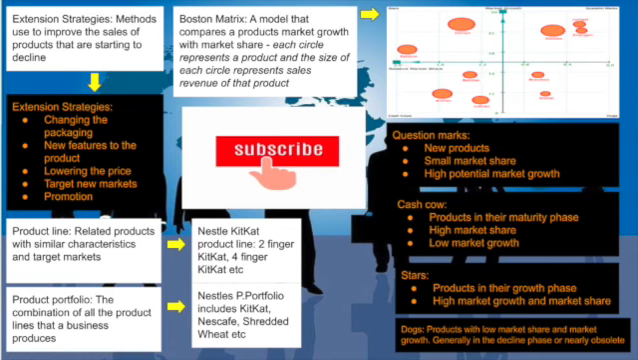Then you have cash cows. They're in the maturity phase. They have high market share but low market growth. Stars are products in their growth phase, so they have a high market growth and high market share already.